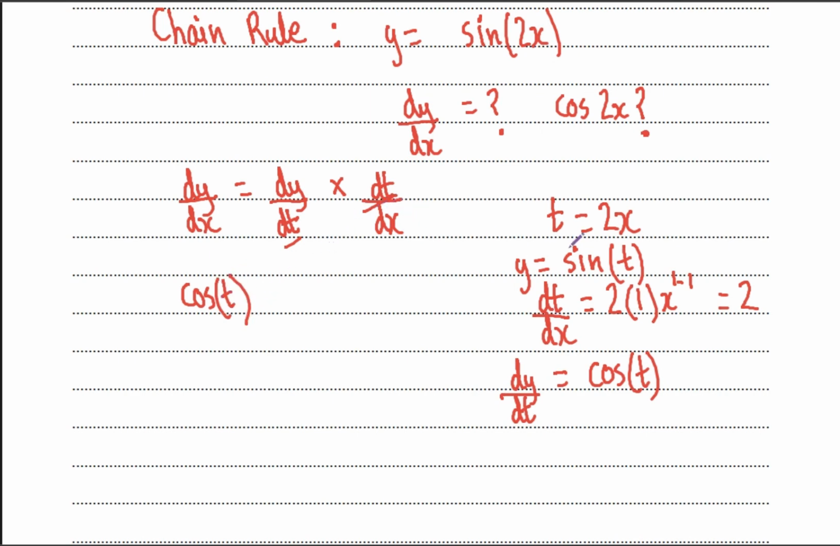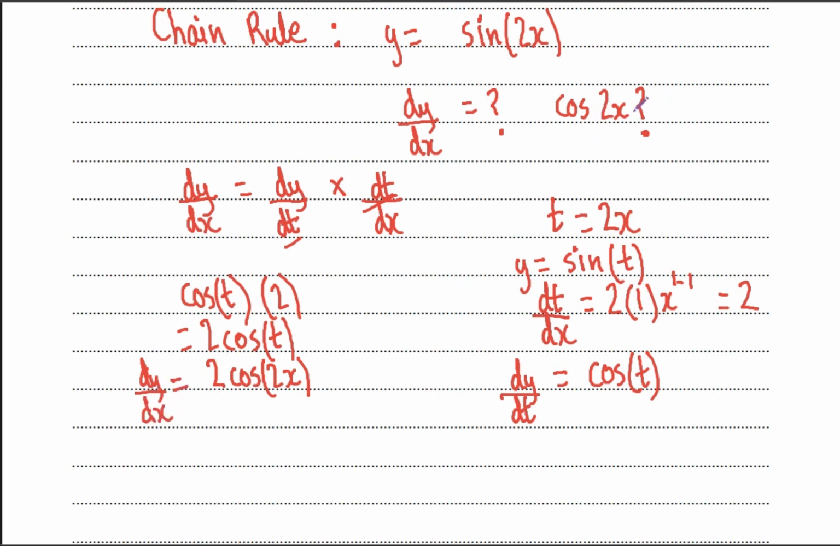Times dt by dx, which is equal to, we found that over here is equal to 2. So multiply that by 2, and you're left with 2 times cosine of t. But you have to remember, you can't write it in terms of t because we're asking dy by dx. You need it in terms of x. But we know what t is. t is equal to 2x. So now we just put it back in. So we're left with 2 cosine of 2x. And that's it. dy by dx is equal to 2 cosine 2x.